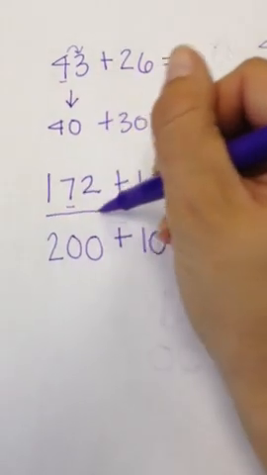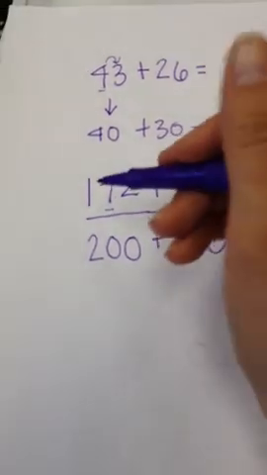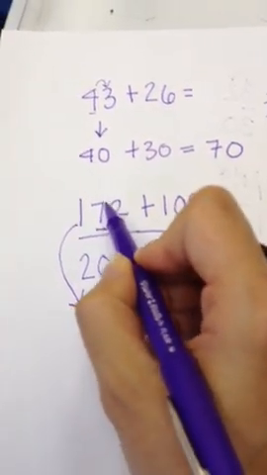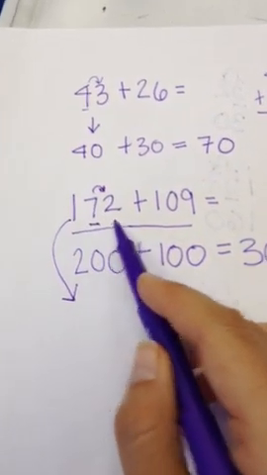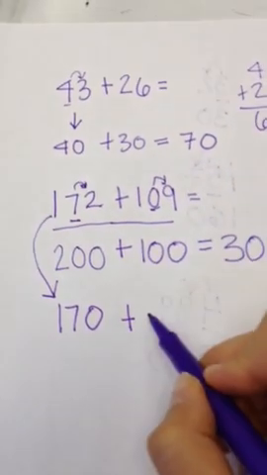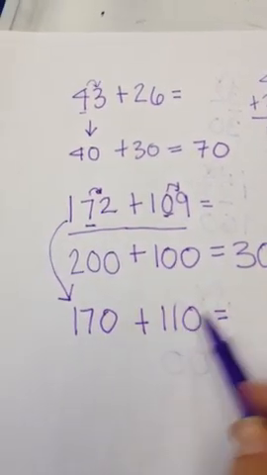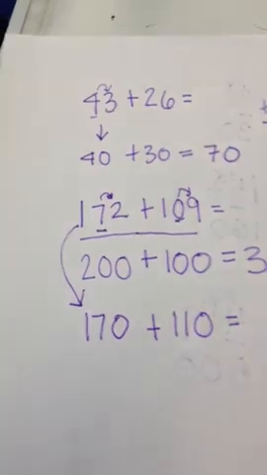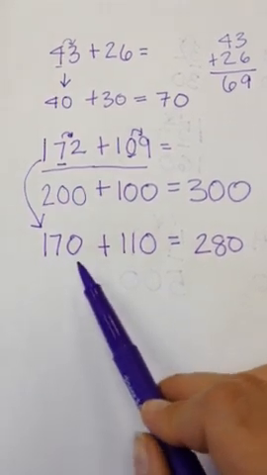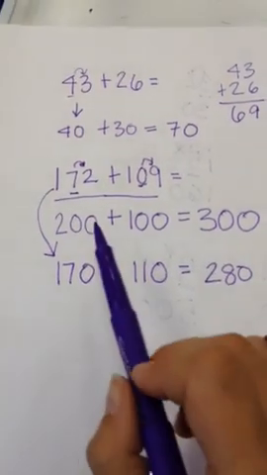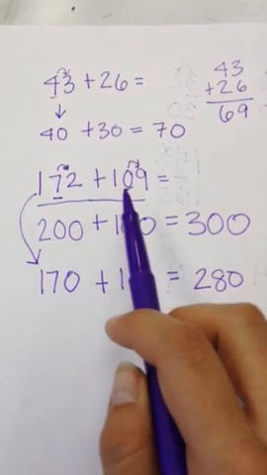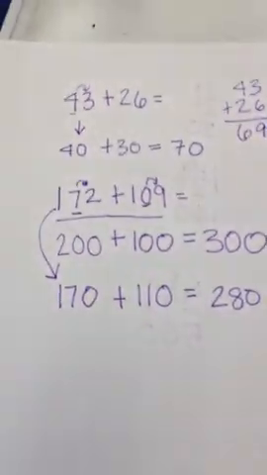Now you can also do this problem rounded to the nearest 10 instead of 100. So let's try that. If we'd rounded to the nearest 10, we're going to check the neighbor. 172 would round to 170, and 109 would round to 110. Well, 70 plus 10 equals 80, and 1 plus 1 equals 2. So if you round to the nearest 10, your ballpark estimate's going to look like this: 170 plus 110 equals 280. If you chose to round to the nearest 100, which is okay, you would round 172 to 200, 109 to 100, and your ballpark estimate would be 300.